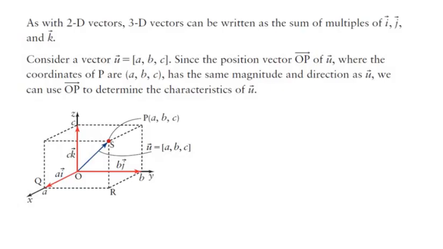As with 2D vectors, 3D vectors can be written as the sum of multiples of i, j, and k. Consider vector u as (a, b, c), since the position vector of u, where the coordinates are P (a, b, c), has the same magnitude and direction as u. As you see in this picture, the vector can be written as OP, which means the tail is at the origin (0, 0, 0) and the other end is at the position point.